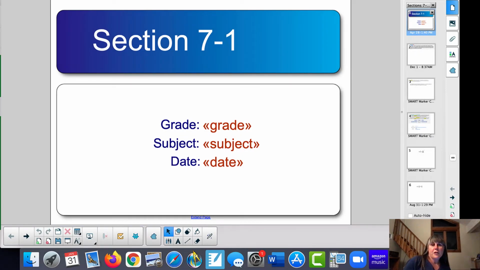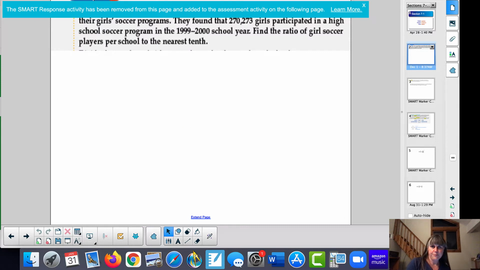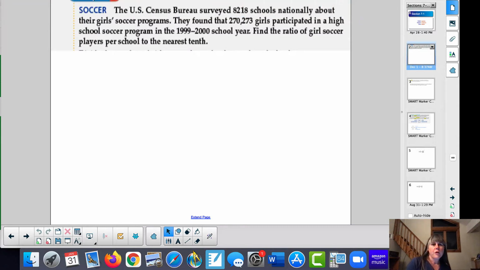So these two sections are going to be about ratios and proportions, and then how they work with similar figures. So I'm going to go over some of the examples from this section and some of the things that you should have found out from your investigation. So first, I'm going to talk about ratios.